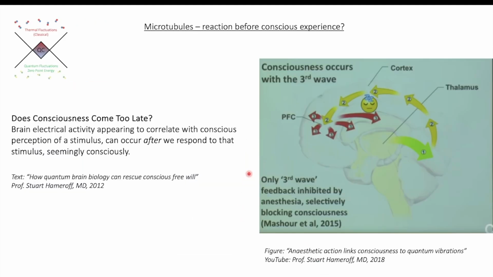Okay, now here we have this phenomenon that I briefly touched on early on. Here, does consciousness come too late? Brain electrical activity appearing to correlate with conscious perception of a stimulus can occur after we respond to that stimulus seemingly consciously. So sometimes we seem to consciously react to a stimulus, but we are not conscious of that yet. So how is that possible?